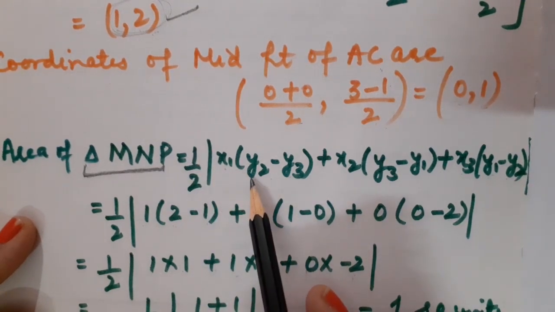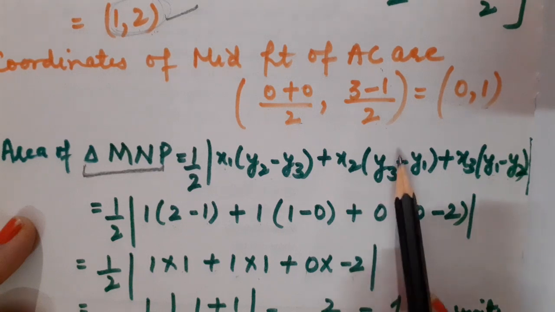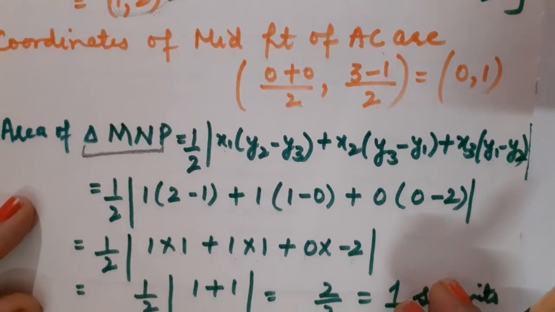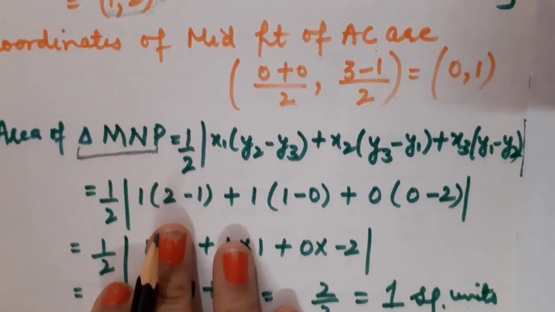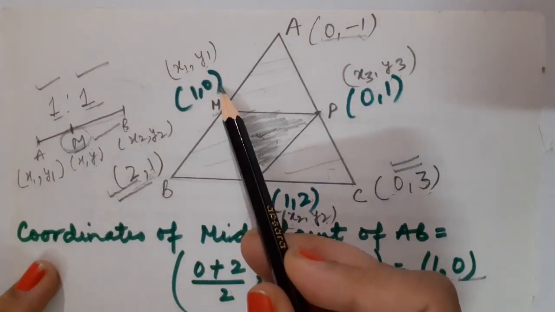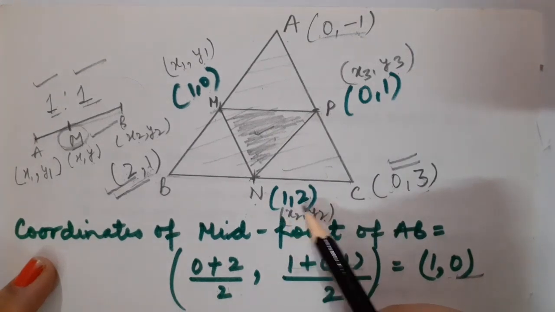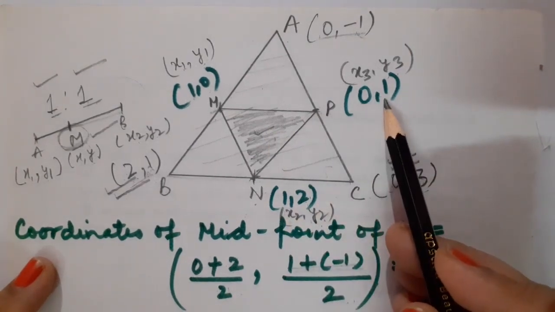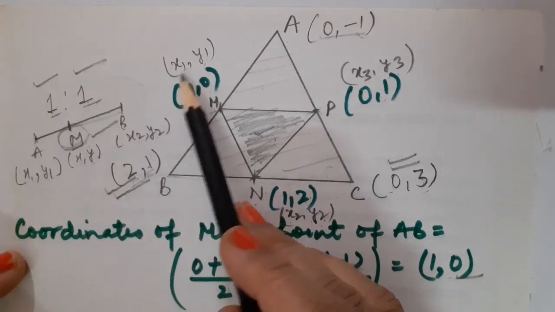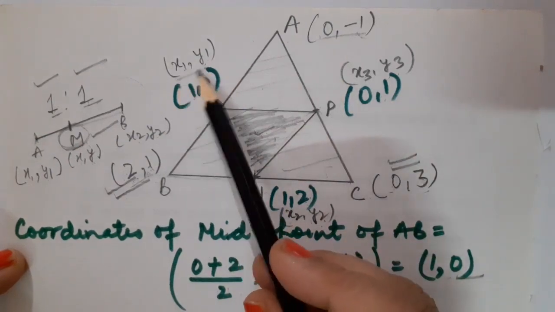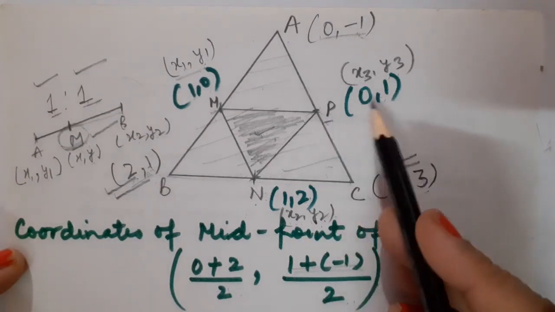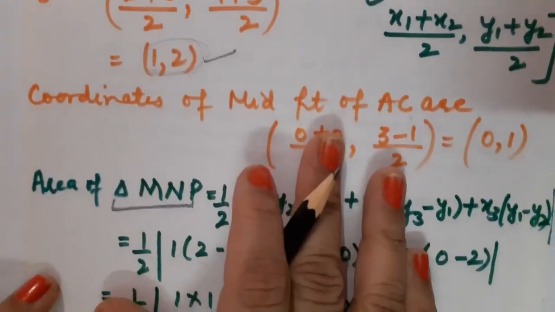Half into modulus of x1(y2 - y3) + x2(y3 - y1) + x3(y1 - y2). So we have just got the values right now. What were the values? The midpoints were M(1, 0), N(1, 2) and P(0, 1). As the formula is in the form of x1, y1, x2, y2, definitely I have to assume them. Let us assume the coordinates of point N as x1, y1, M as x2, y2 and the coordinates of point P as x3, y3. Now put the values.